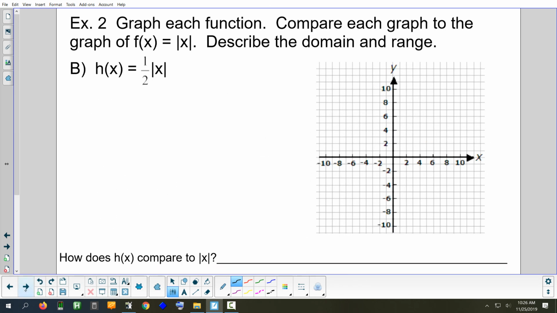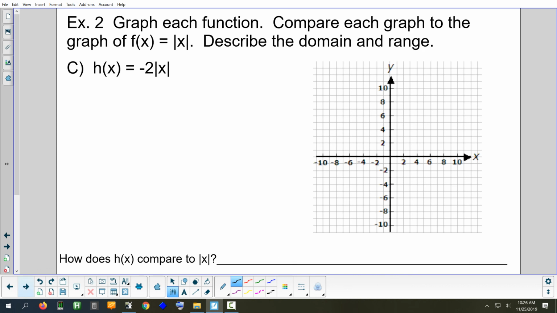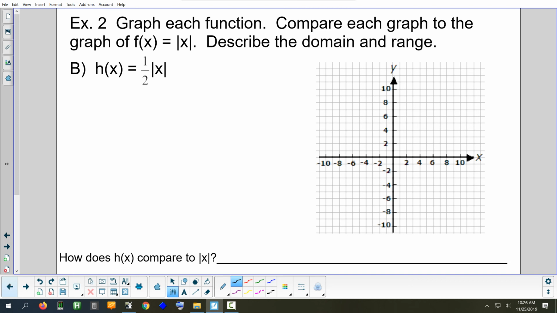All right, we're going to do a flip in a minute, but let's do this one first. Example 2b. Okay, let's make our table. Let's just do the table first.